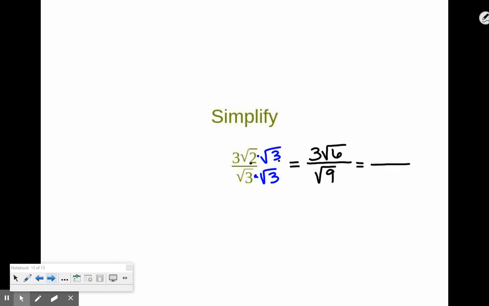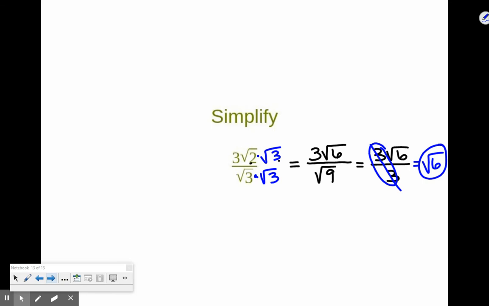So that means we can simplify this because we know what the square root of 9 is, so I can rewrite it as just 3. Hopefully, some of you are noticing that we can simplify this a little more because we have 3 over 3 here. Okay, well, they kind of cancel each other out here, so we're left with just the square root of 6.